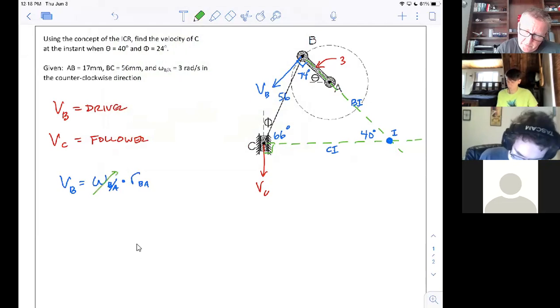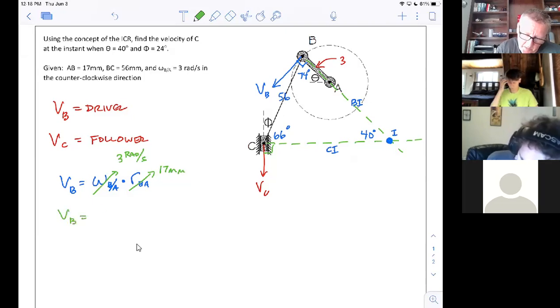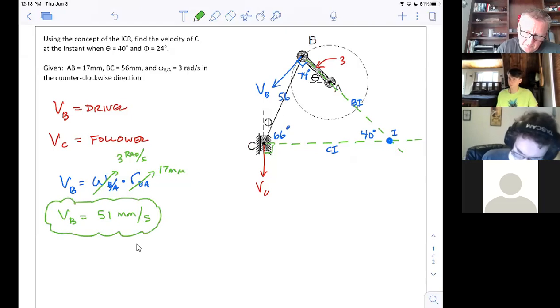So since I know the angular speed is 3, notice the unit, radians per second, multiplied by a radius of AB, which we were given is 17 millimeters. Since a radian is really unitless, if I multiply those, I get millimeters per second. So I guess velocity of B is 51 millimeters per second. I'm lazy, so if somebody doesn't make me convert it, there's nothing saying the speed can't be in millimeters per second. So that's that velocity.